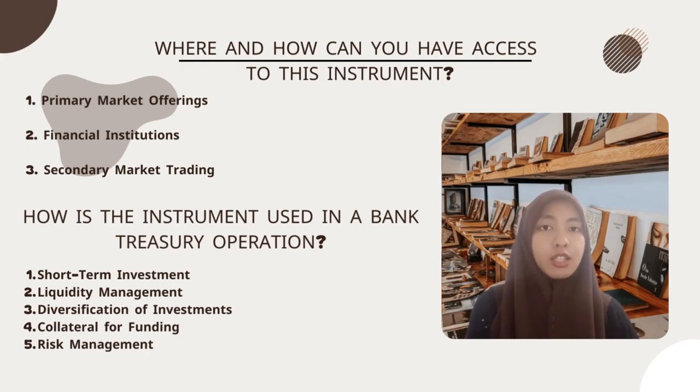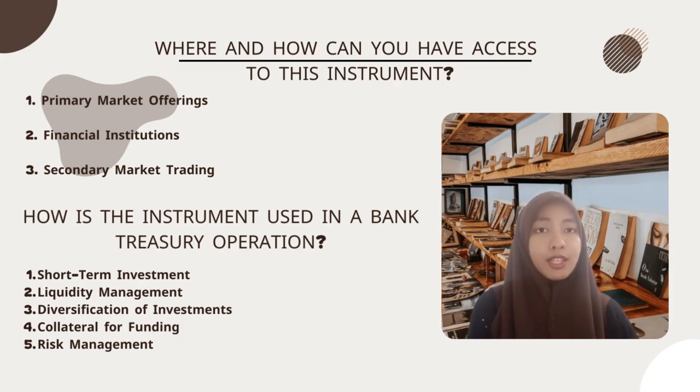Second is financial institutions. Many financial institutions, including banks, brokerage firms, and investment companies, may offer Cagamas commercial papers to their clients. These institutions act as intermediaries and provide access to the papers through their investment platforms or as part of their fixed income product offerings. Investors can inquire with their financial institution to explore the availability of Cagamas commercial papers. The third one is secondary market trading.